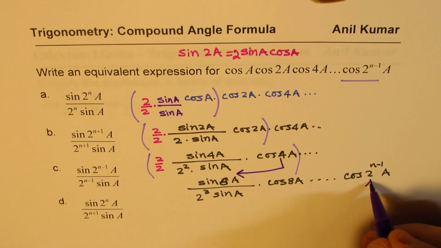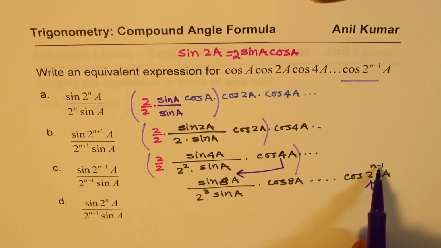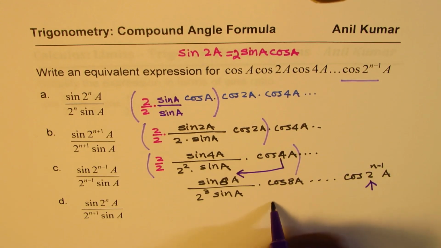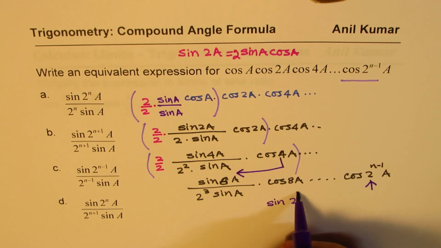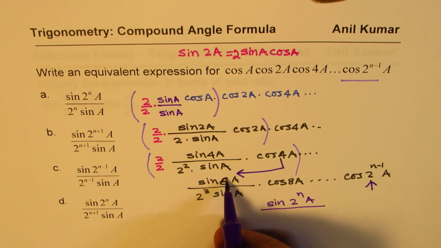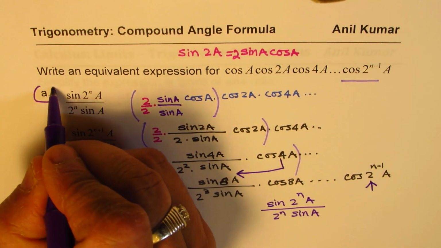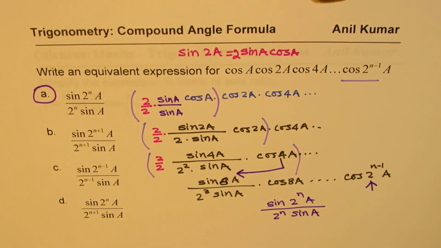So if we use this term, then we will get what? 1 extra power, right? So we get sine of 2 to the power of n A, and here it is the same thing. 2 to the power of 3 and 8 is the same. So we get 2 to the power of n, and then we have a sine A term. Does it make sense to you? Correct? So we get A as the right option. Perfect. So that is how we can look into this particular series. So I hope it makes sense.